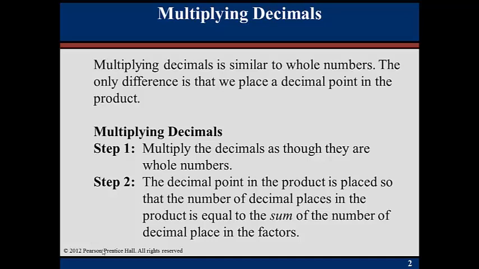Step 2, the decimal point in the product, or the answer, is placed so that the number of decimal points in the answer is equal to the sum of the number of decimal points in the factors. And we'll do example problems so we understand what they're saying.